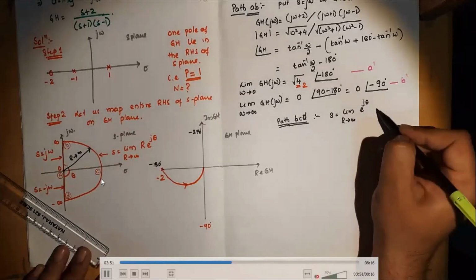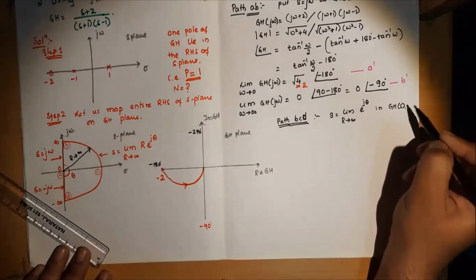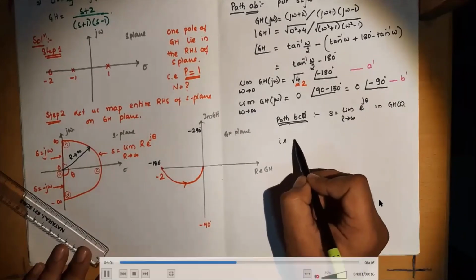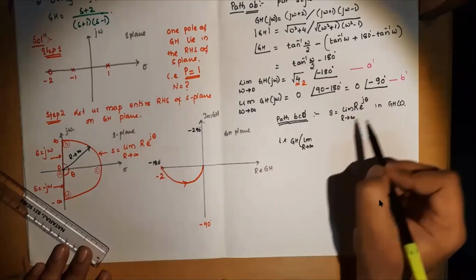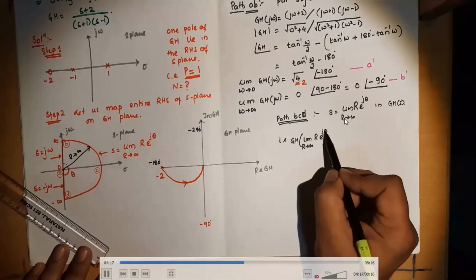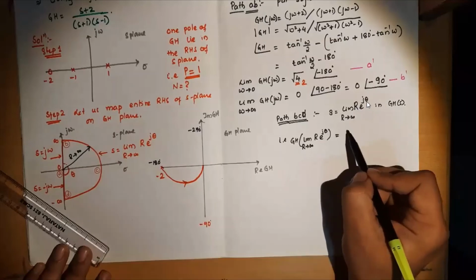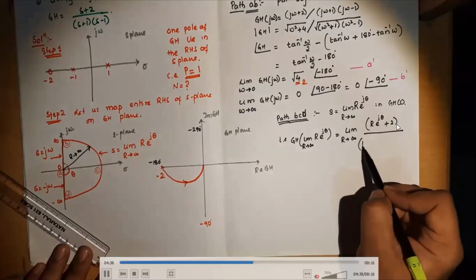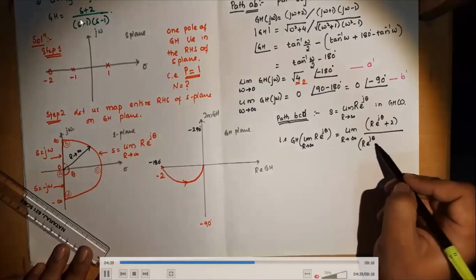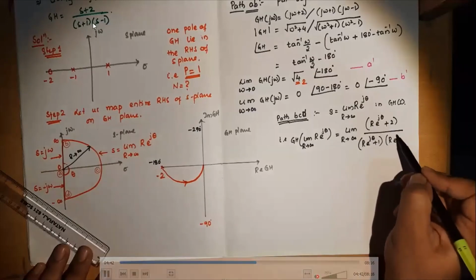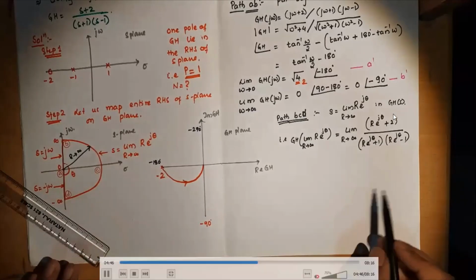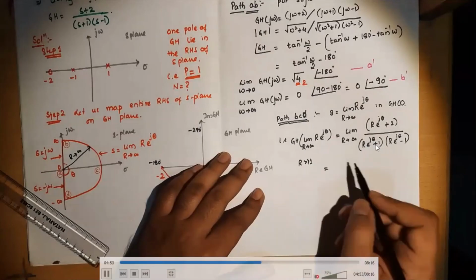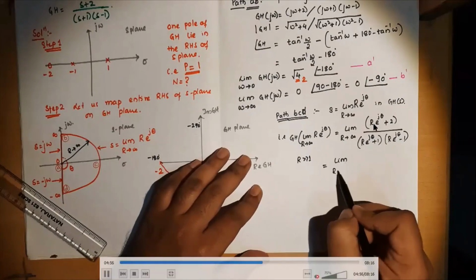Next, path BCD is something like this, where S is equal to limit R tends to infinity, R into e raised to j theta. So I will write S equal to limit R tends to infinity, R into e raised to j theta in the GH function. See how it looks. So R into e raised to j theta plus 2 divided by R into e raised to j theta plus 1 into R into e raised to j theta minus 1. Fine. But the limit is tending to infinity, which means R is much greater than 1 and R is much greater than 2.